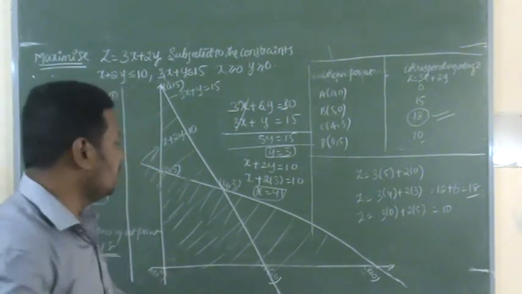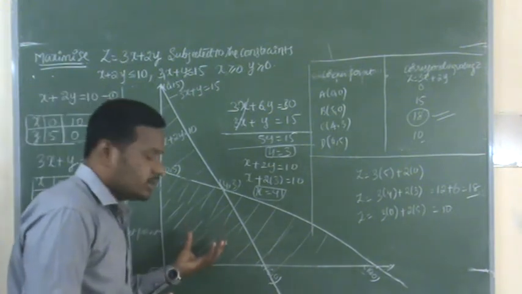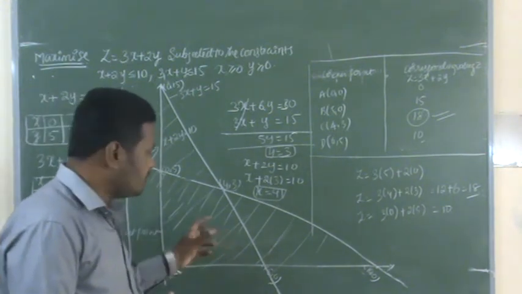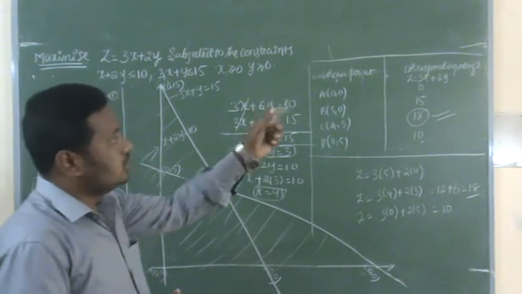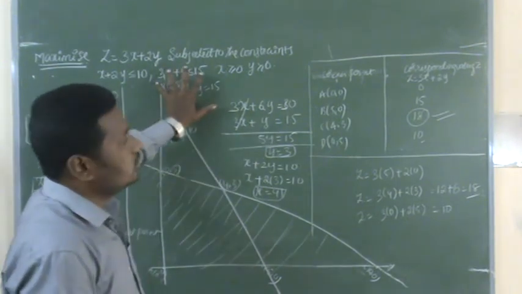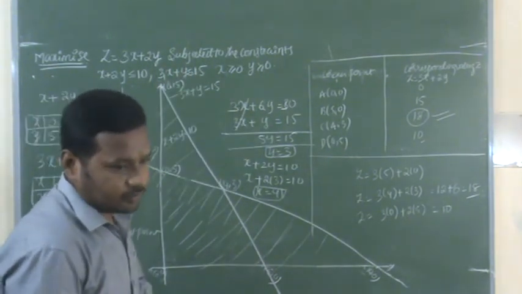First we have to find the feasible region. After this, we substitute the corner points in the objective function and we get the maximum value.